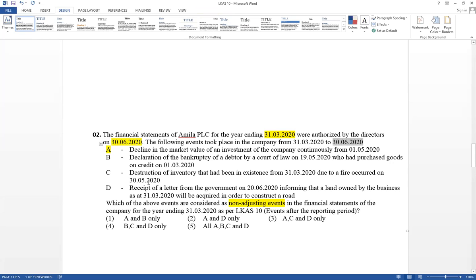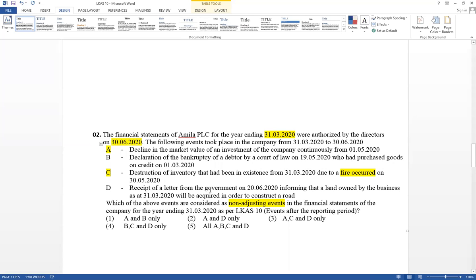Then C, think about destruction of inventory that had been existent from 31st March 20 due to fire occurring before signed by the director. Due to flood or fire damage to the assets. This is the important thing. Destruction of inventory that had been existent 31st March 20. Inventory damage, look, due to fire, due to flood or fire damage, none adjusting. Therefore, this also can be considered as the answer.